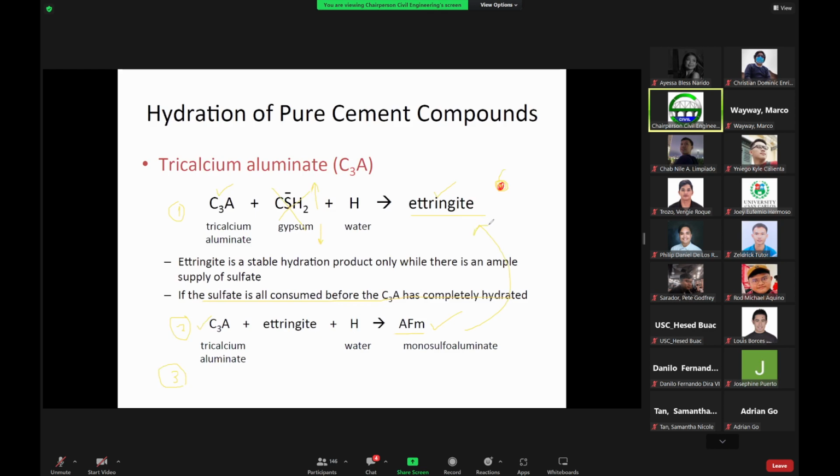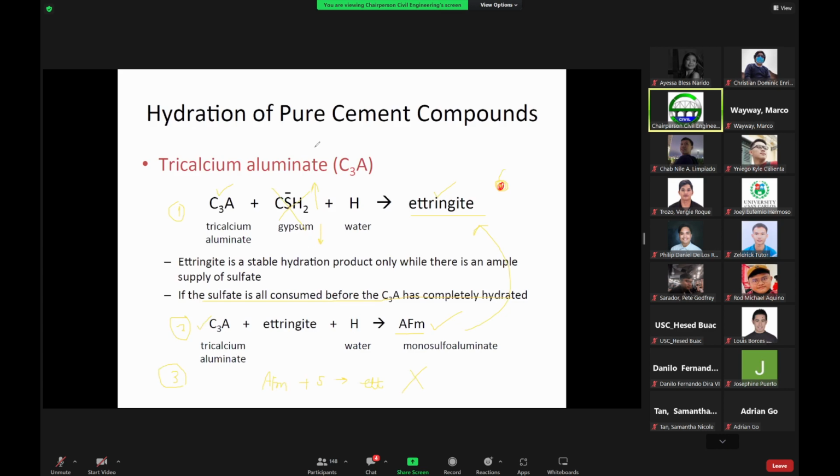So you reform the ettringite when this monosulfoaluminate comes into contact with sulfate ions. So you've got your AFM, then you have external sulfate, you make again your ettringite. And this one is bad. So those two cases are bad, low gypsum and high gypsum.